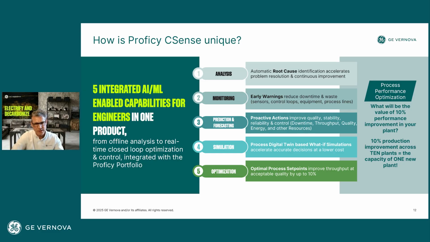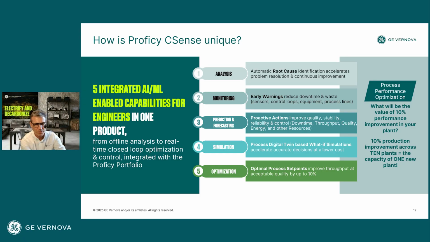Prediction and forecasting means that CSense is fully AI and machine learning enabled, meaning that things you can't measure can be predicted using AI and machine learning models that can be trained on historical data. For example, quality is often a use case where quality can't be measured. Maybe you rely on lab samples. Well, with CSense, you can create real-time quality predictions, which enables real-time proactive quality control.